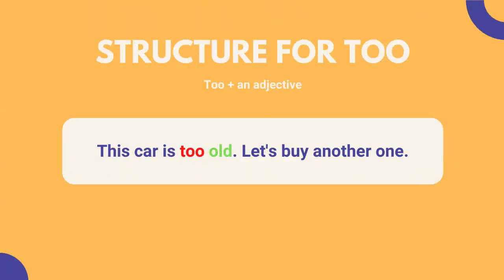Now let's move to the structure for too. Too is usually used with an adjective. So, too plus an adjective. The example is, this car is too old. Let's buy another one. So, the car is older than is necessary. It's older than I like, so, I don't want it, I want a newer car. I hope the meaning and the structure is clear for you now.